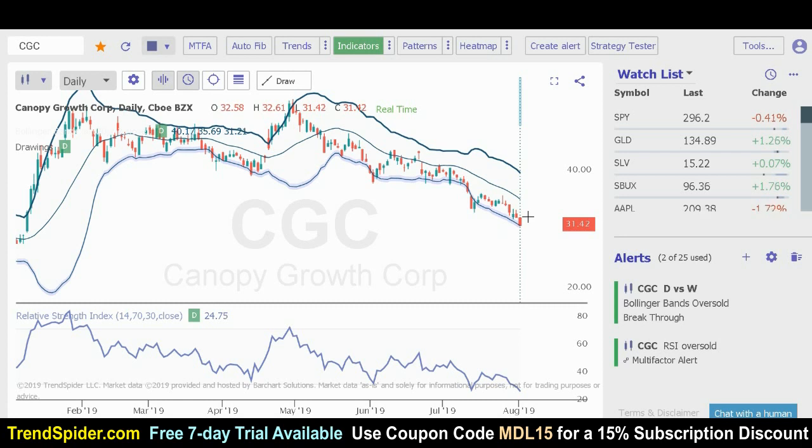And then when do you get out? Well, you wait until it closes above the top band with a green candle, and then wait for the trend reversal when it closes below it with a red candle. That's a super simple method.